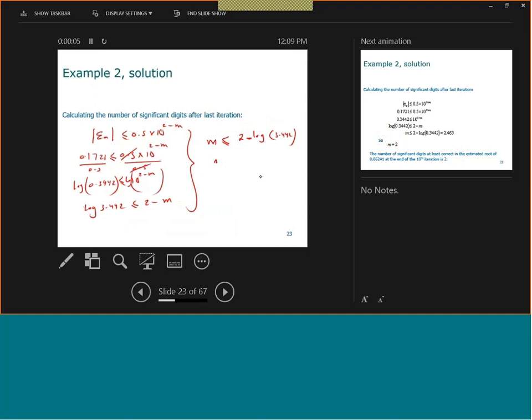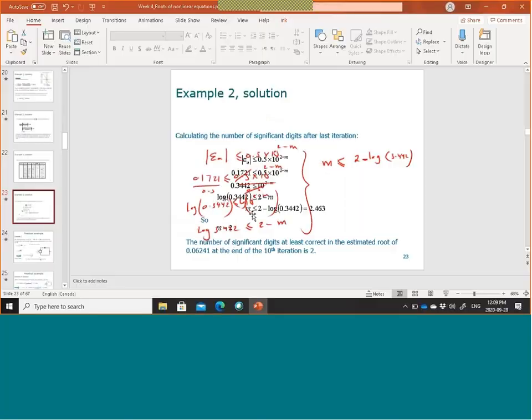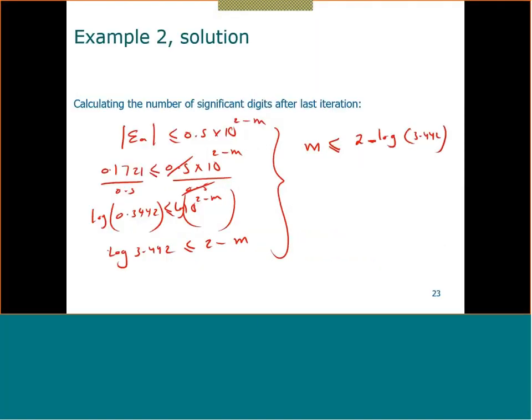So from this, your m will be less than or equal to 2.463. Of course, m is an integer, so m should be equal to 2. So you will have 2 significant digits.